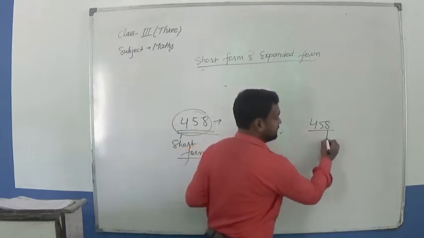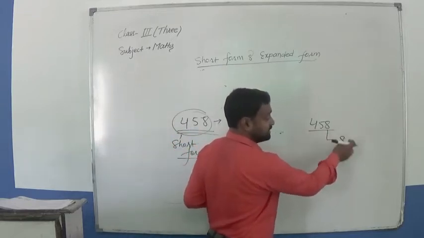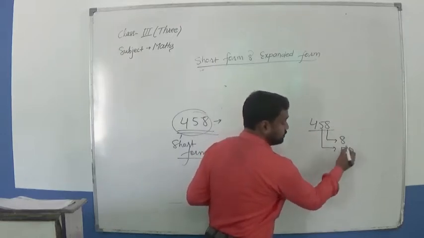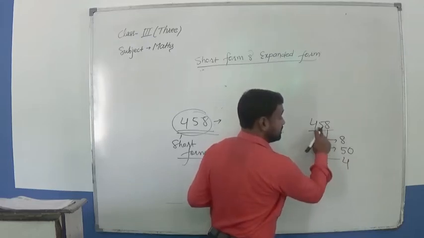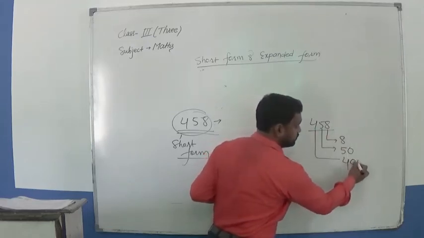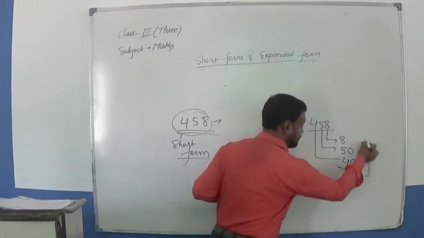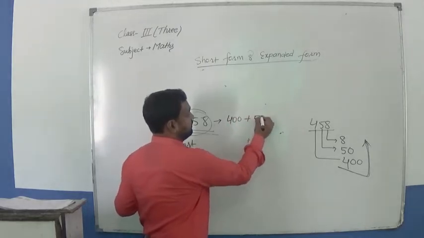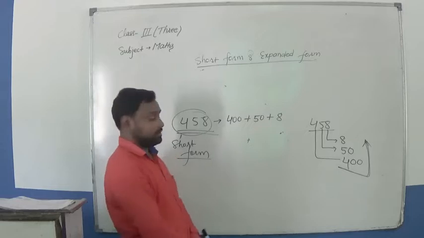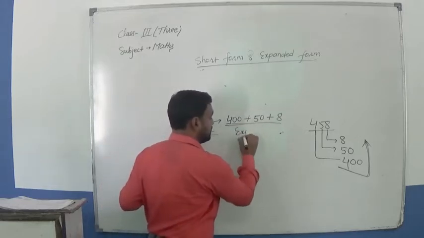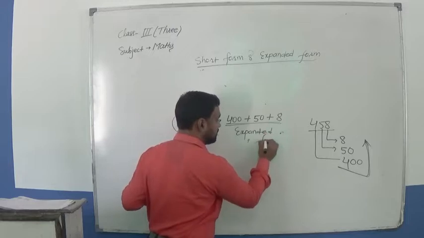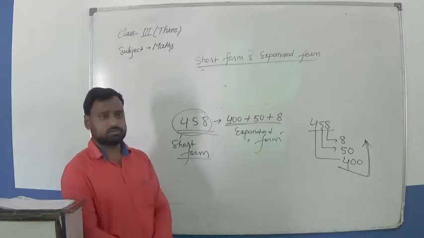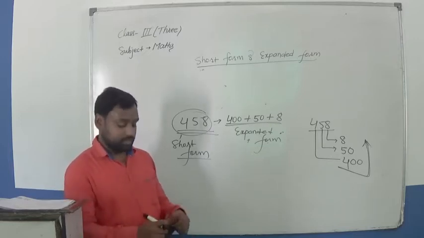458. Do like that. 8: there is no digit after it, that's why 8 only. 5: there is one digit after 5, so 10. 4: there are two digits after it, so 100. And you write starting from this, means 400 plus 50 plus 8. This is in expanded form. In the same way, you can write any numeral in expanded form.